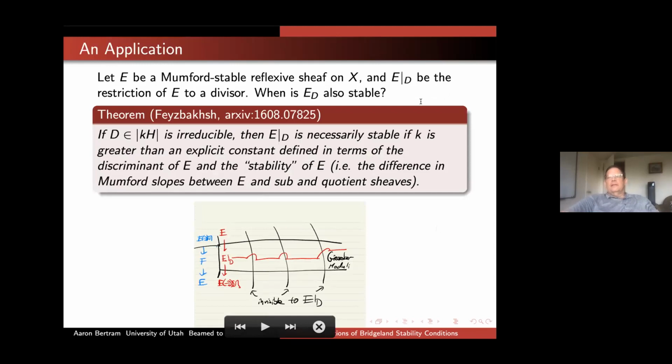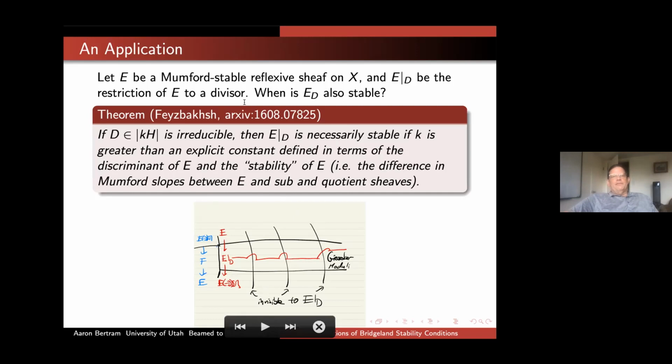Great. So here's an application, from Soheyla Feyzbakhsh, which, even though it's on the arXiv from 2016, got updated just a few months ago. It used to be only about surfaces. Now it's a more general fact. The question is the following. Suppose I have a Mumford or Gieseker stable reflexive sheaf, and I restrict it to a divisor. It's known that if the divisor is sufficiently ample, then that restriction should be stable, something of that nature. But Soheyla has proved that you can make this precise using stability conditions. I know there are other approaches to this, but here's an approach using stability conditions that I think is very nice.